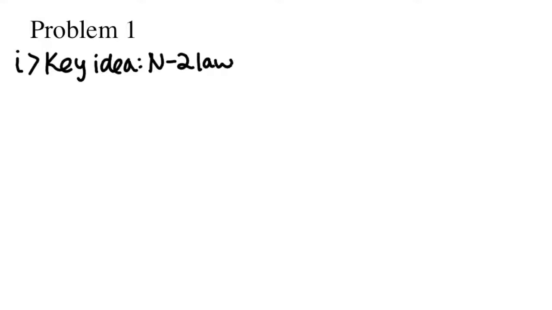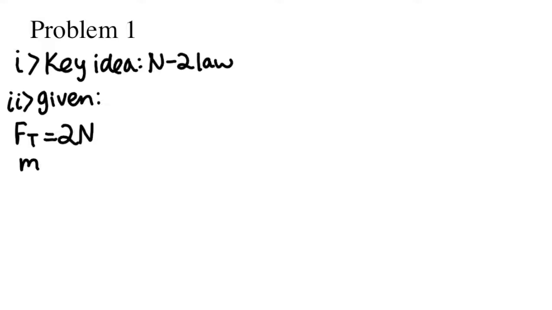So first, we're going to write down our key ideas for this problem. And that is Newton's second law. Next, we're going to write down the information given to us in this problem. So that is the force of tension is equal to 2 newtons, and the mass of the box is 2 kilograms. Next, we're going to draw our free body diagram of the box.